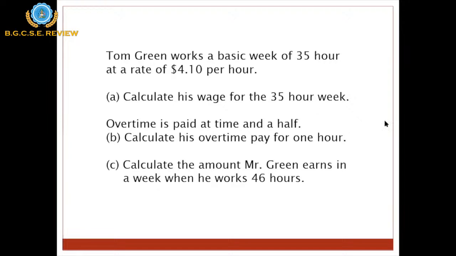All right, let's go ahead and read the question first. Alrighty, so Tom Green works a basic week of 35 hours at a rate of $4.10 per hour. Calculate his wage for the 35-hour week. And then they tell me overtime is paid at time and a half. Calculate his overtime pay for 1 hour. And then calculate the amount Mr. Green earns in a week when he works 46 hours.